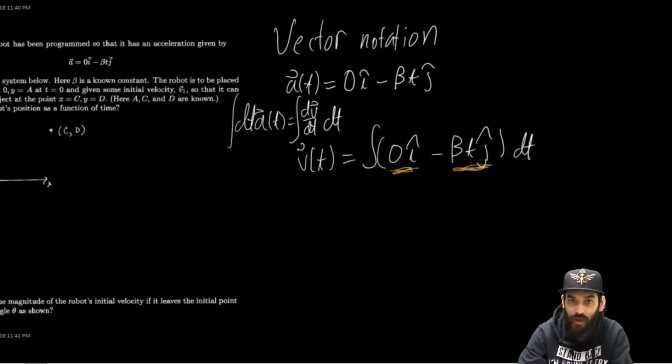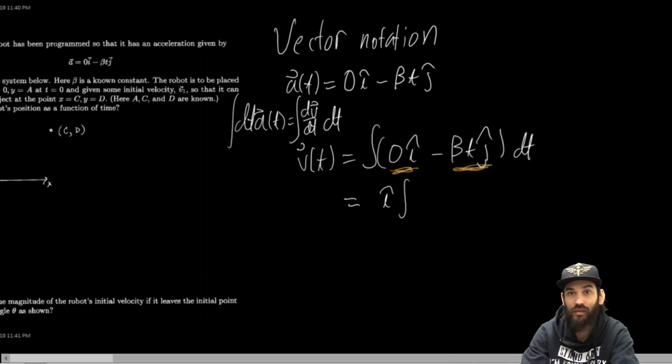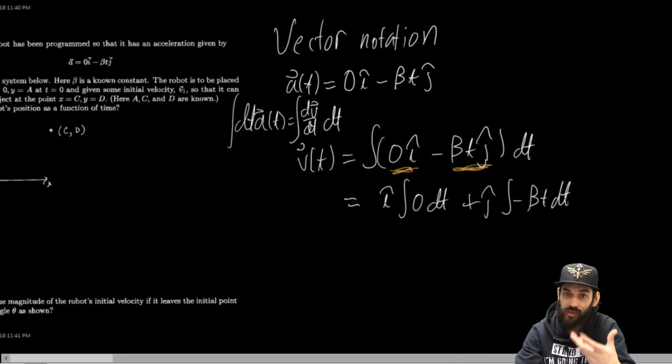So before, what I was doing was saying that the integral of the sum is equal to the sum of the integrals. But let's write that very explicitly here. So this integral of the sum that I have here is really a sum of integrals. And I'm going to bring out my i hat to the front, because it's just a constant. You can move constants across integral signs. So this is going to be i hat integral 0 dt plus j hat times the integral of minus beta t dt. And now let's do our integrals here.